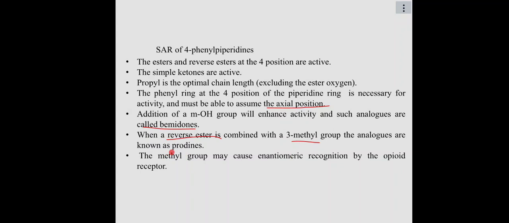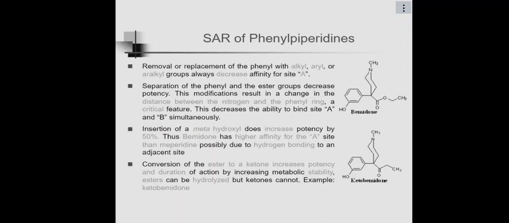the analogs are known as prodines. So for you to call it a prodine, it must have, remember in that piperidine ring, a 3-methyl group, and it also must be a reverse ester. In other words, instead of starting with a carbonyl group, you start with oxygen, and therefore lose, as we have said, the position 4 quaternary carbon, but still have some activity.